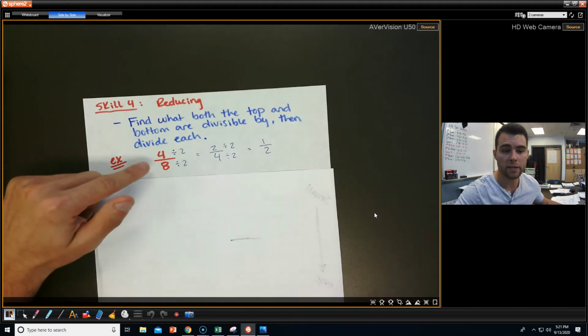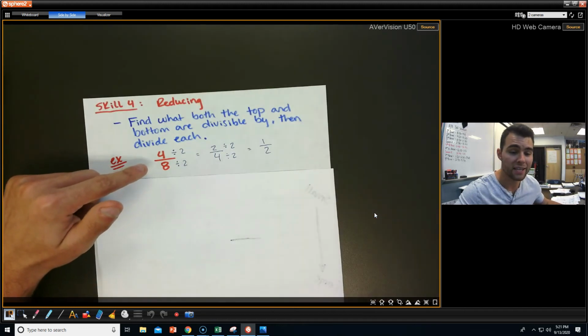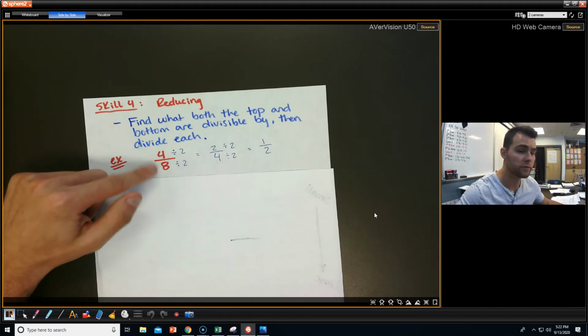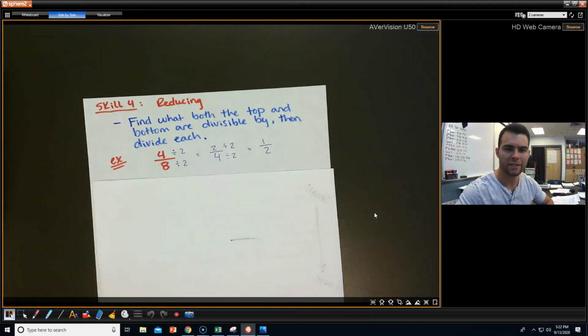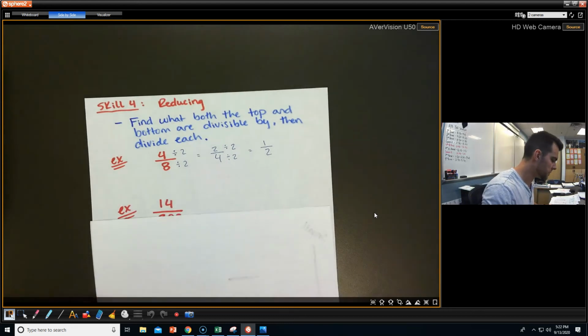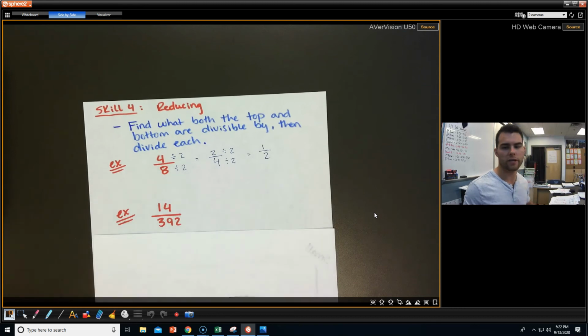Now, some of you might have been able to look at that and be like, hey, I know that's 1/2 right off the bat, okay? Because you notice, oh, top and bottom are divisible by 4, and you get 1/2. So either way, it'll work out the same, okay? But try to use like 2, 3, 4, 5. Use easy, smaller numbers to kind of break down these bigger numbers, okay? What about something like 14/392? That's kind of wild, right?